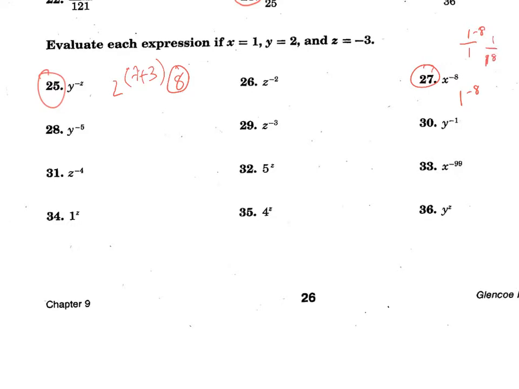But what is 1 to the 8th power? Isn't that just 1? So 1 times 1 times 1 times 1 times 1, 8 times, it's still going to just be 1. So you end up with 1 over 1, or in other words, just 1. Another kind of a bizarre one.